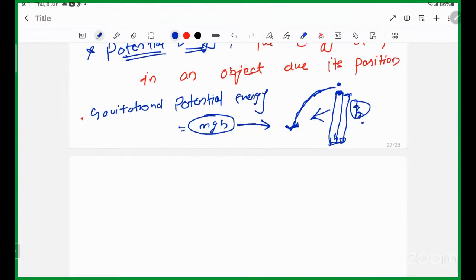But the total energy is always the same. When potential energy changes into kinetic, the energy is always the same. So the total energy will be kinetic energy plus potential energy.